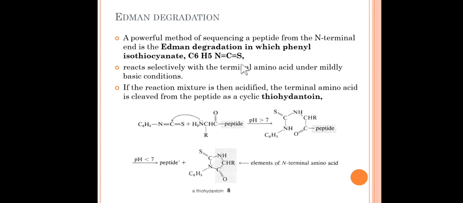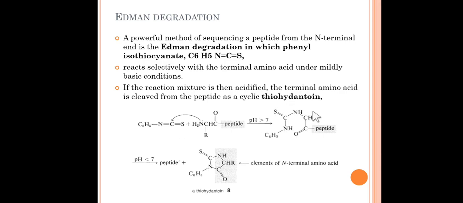So what happens after the treatment? If we have the pH more than 7, that is a basic condition, this NH2 will attack on the carbon of phenyl isocyanide and we get this kind of structure.